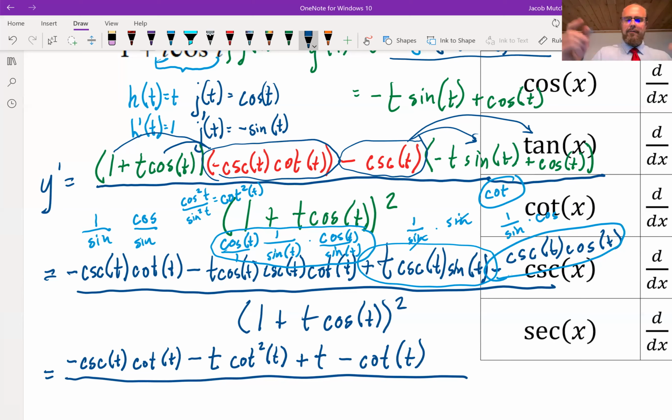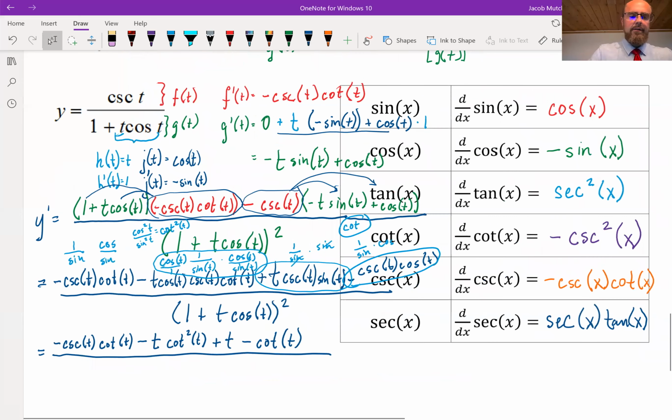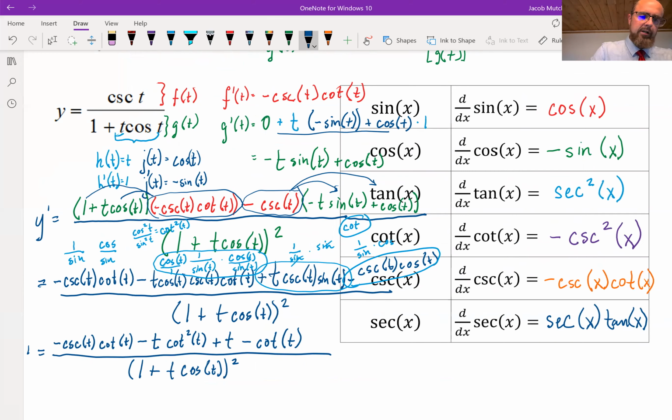So I still have 4 items there in my numerator, but they're reduced down substantially, and that's over 1 plus t cosine of t squared. And that is y prime. That I'm going to box.